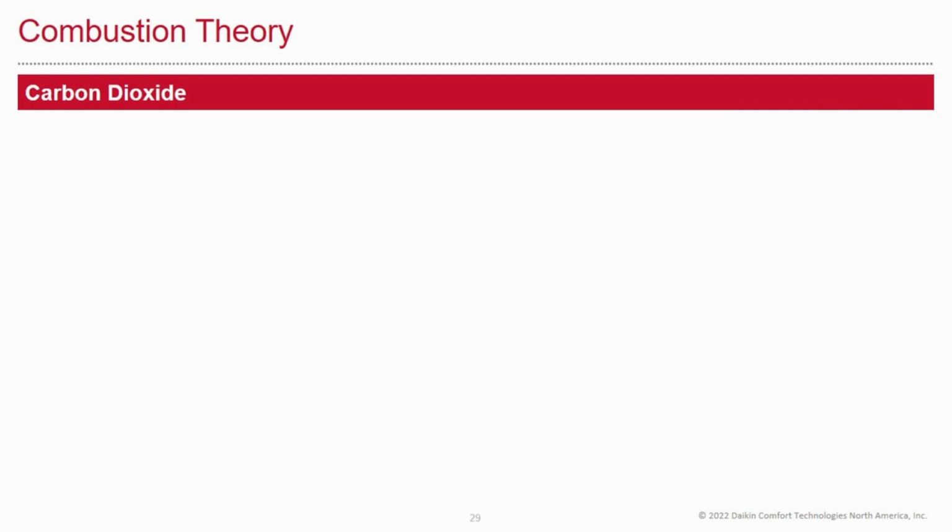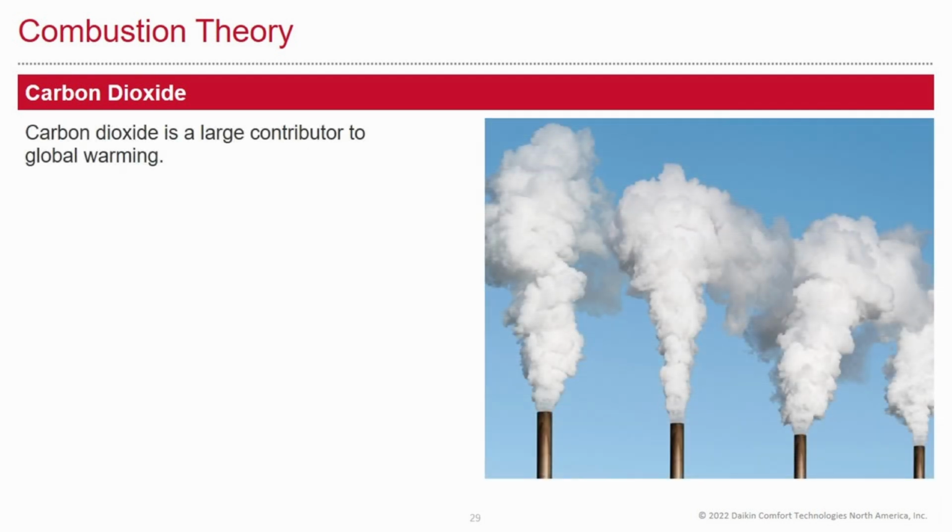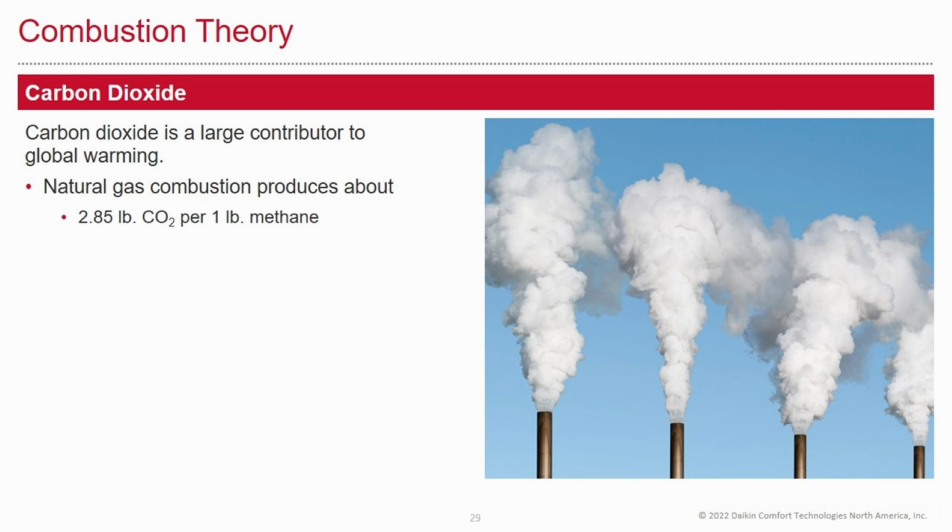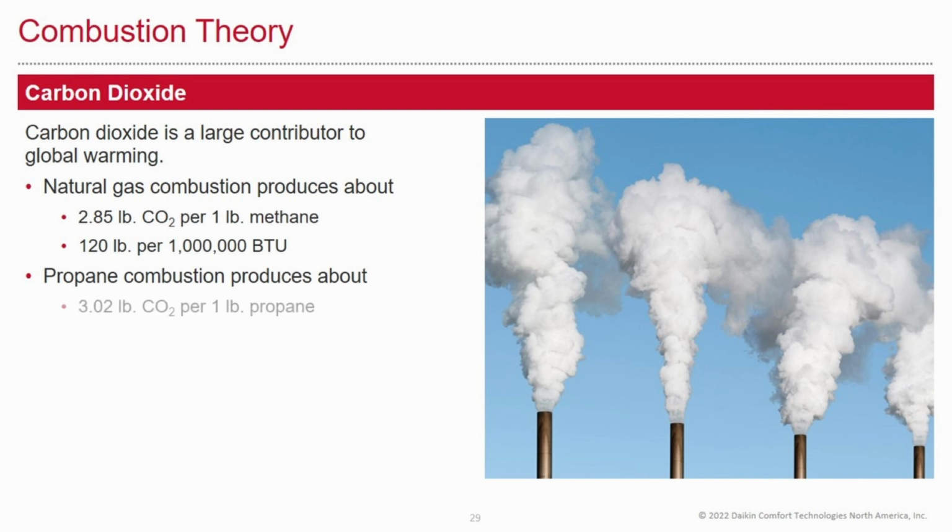Carbon dioxide. Carbon dioxide is a large contributor to global warming. Natural gas combustion produces about 2.85 pounds of carbon dioxide per 1 pound of methane gas burned, or 120 pounds of carbon dioxide per 1 million BTUs. Propane combustion produces about 3.02 pounds of CO2 per 1 pound of propane, or 139 pounds of CO2 per 1 million BTUs.